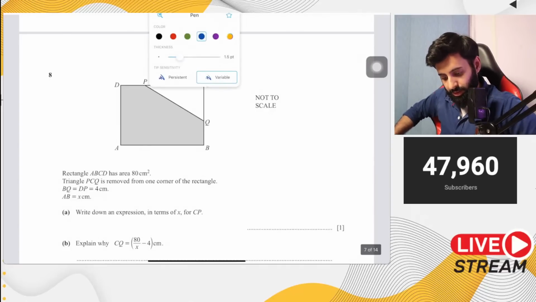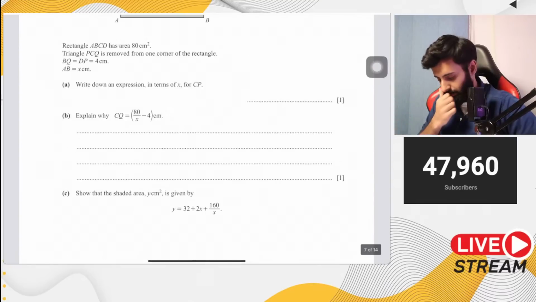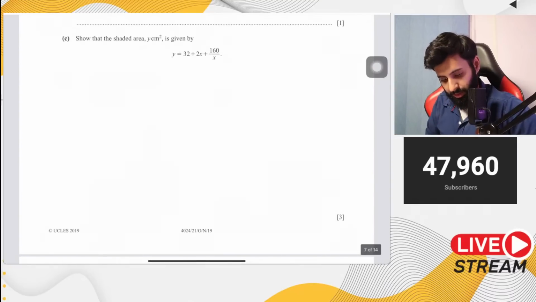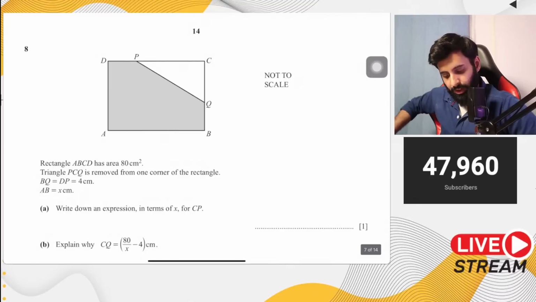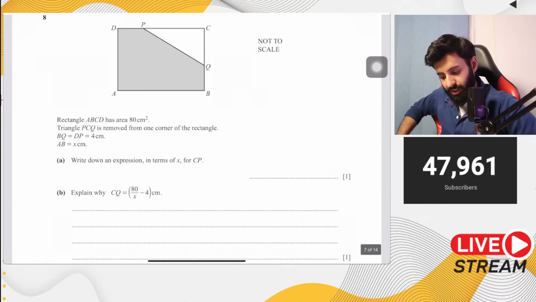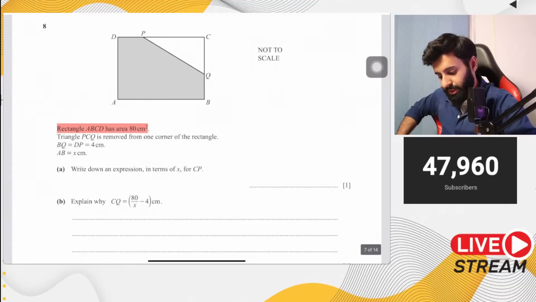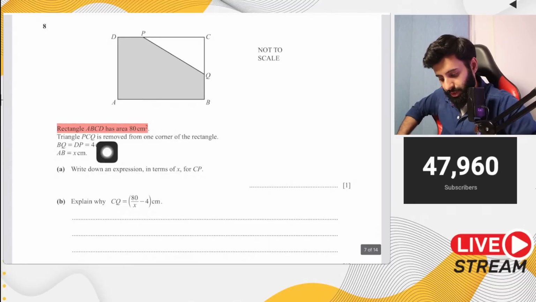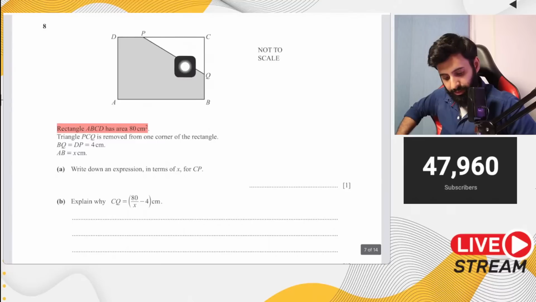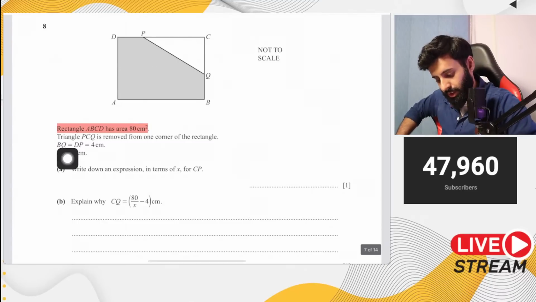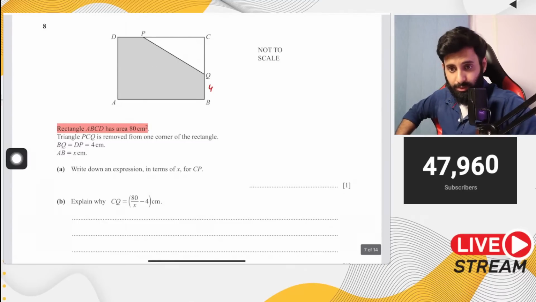Anyway, now here's question number 8. This is from October-November 2019, paper 2, variant 1. It says rectangle ABCD has area 80 centimeters square. Triangle PCQ is removed from one corner of the rectangle. BQ is equal to DP, which is equal to 4 centimeters. Let's write that down. Here's 4 and here's 4.